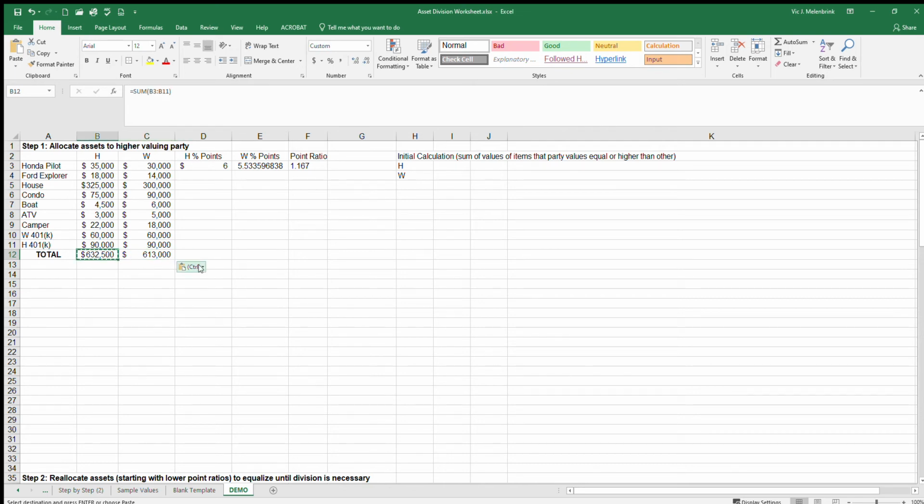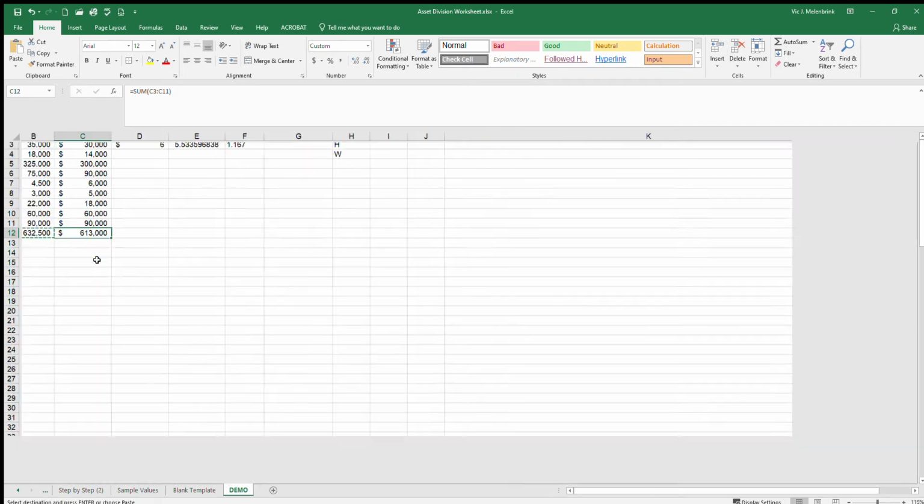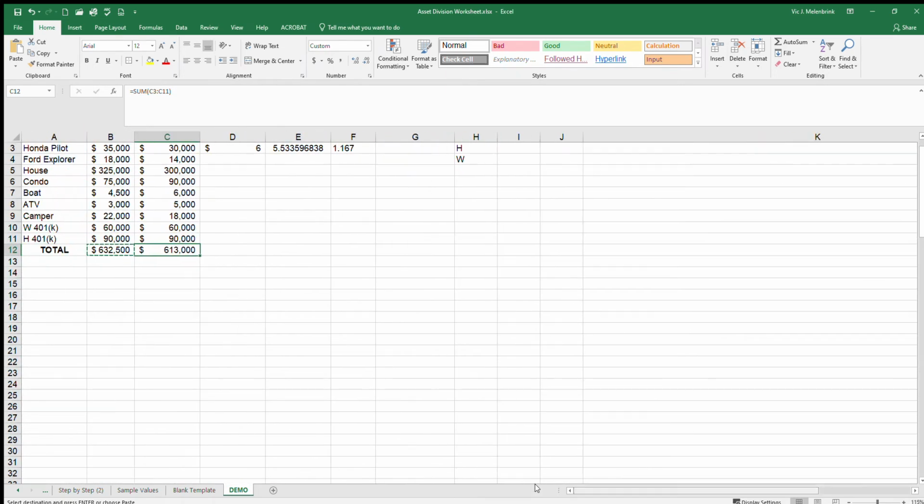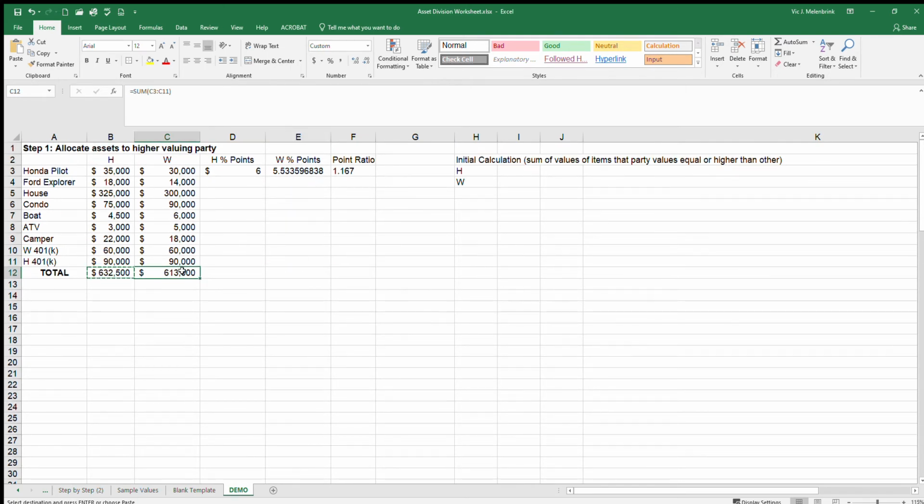So the husband's total valuation for all of his assets is $632,500. Wife's valuation for all of her assets is $613,000. I'll zoom in a little bit more to make that a little more clear. Okay, so overall, husband thinks the marital assets are worth $632,000. Wife thinks they're worth $613,000. So they're off by about $20,000. Husband thinks the marital estate's worth more than wife does.